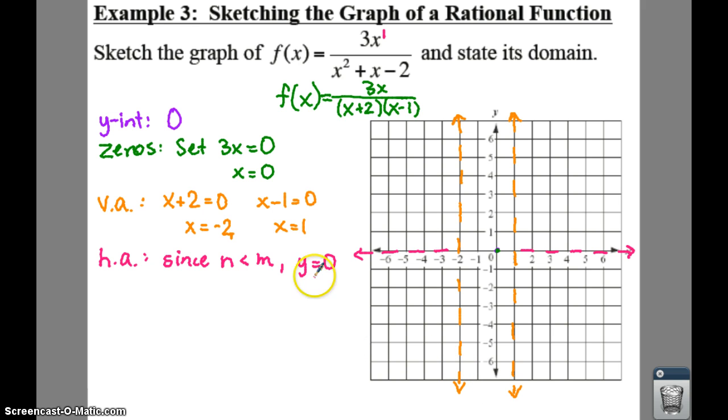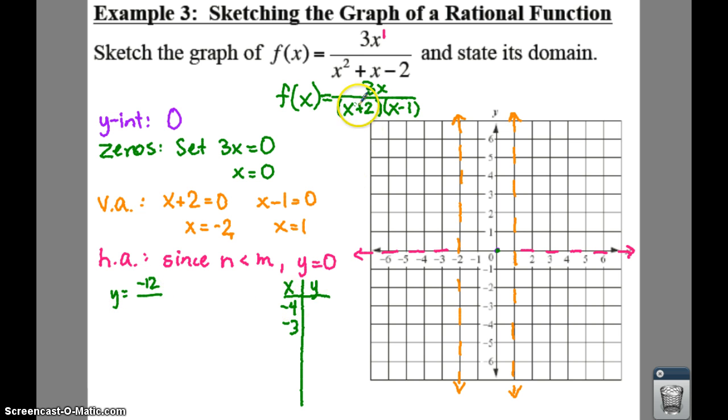So the last thing we have to do is make a table of values and sketch our graph. Because we have 3 different sections here, we need to put some extra points in. So we need to choose 2 points to the left of our first vertical asymptote. So let's plug in a negative 4 and a negative 3. Let's plug in negative 4 first. It's going to give us a negative 12 on top, and you can plug it into your original function or your simplified function, but you are going to get a negative 12 on top.